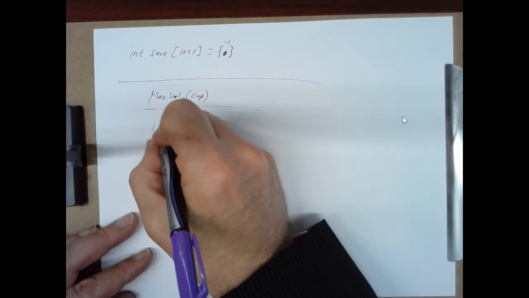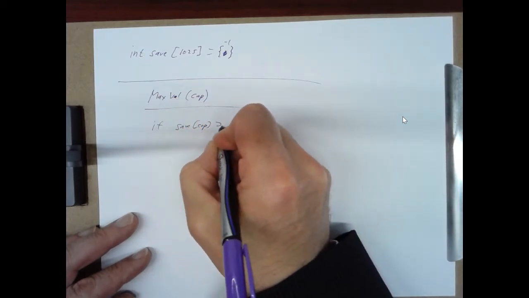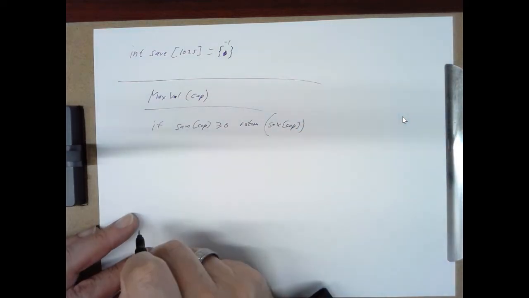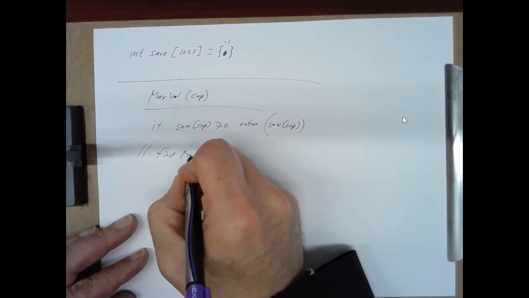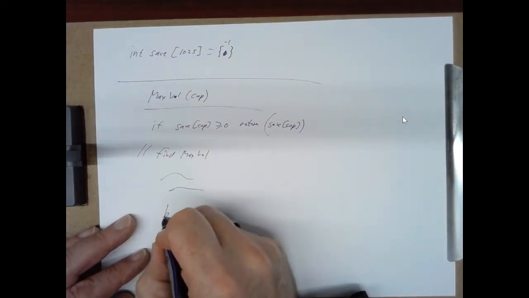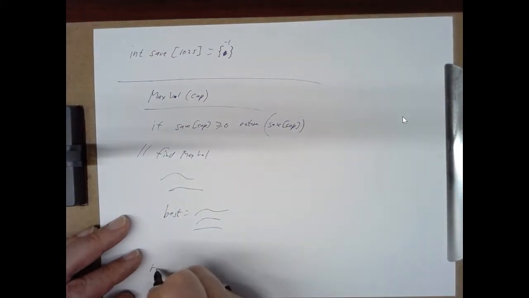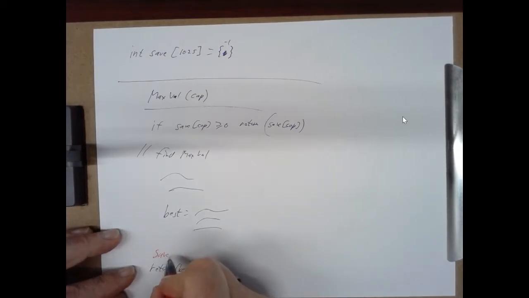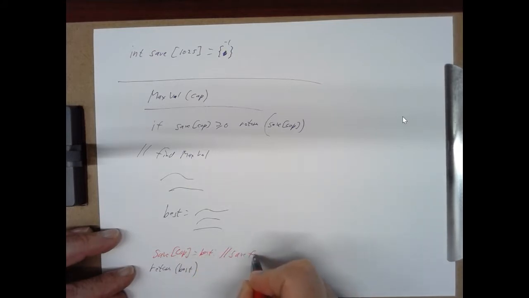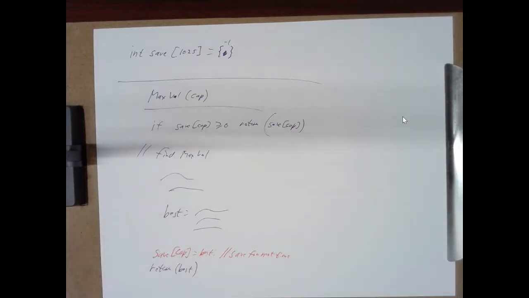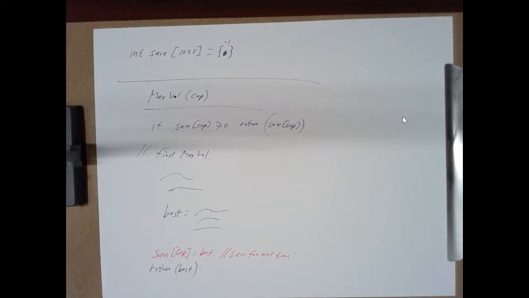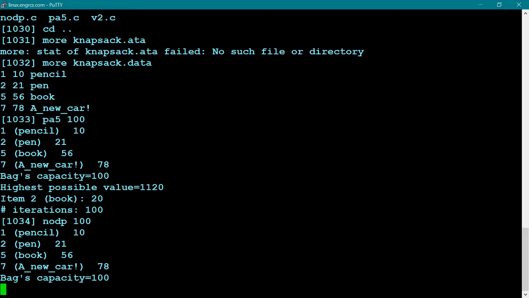So your MaxVal function can do the following. If save cap is bigger than or equal to 0, just return that saved value. Otherwise, find the maximum value, blah, blah, blah, best equals blah, blah, blah, and you're going to return best. But right before you do that, save it. Right. And now the next time that you come through here, right in the very beginning, you're going to find the capacity you're just going to return.